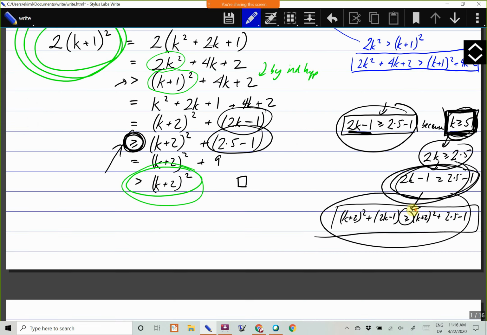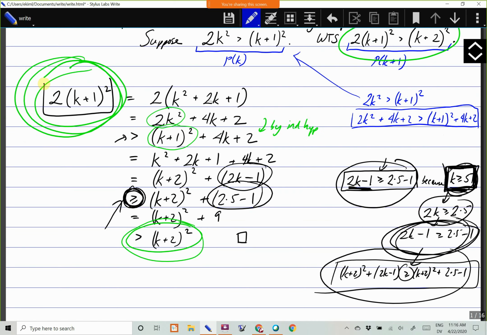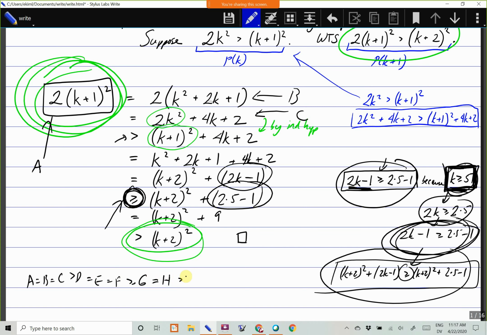Yeah, good question. So the thing is, let's call this thingy right here a capital A for a minute. And then the next one here, I'll call this one B, I'll call the next one C. What we have is A equals B equals C greater than D equals E equals F greater than or equal to G equals H greater than I. If I'm just copying all the symbols I saw here kind of in order.